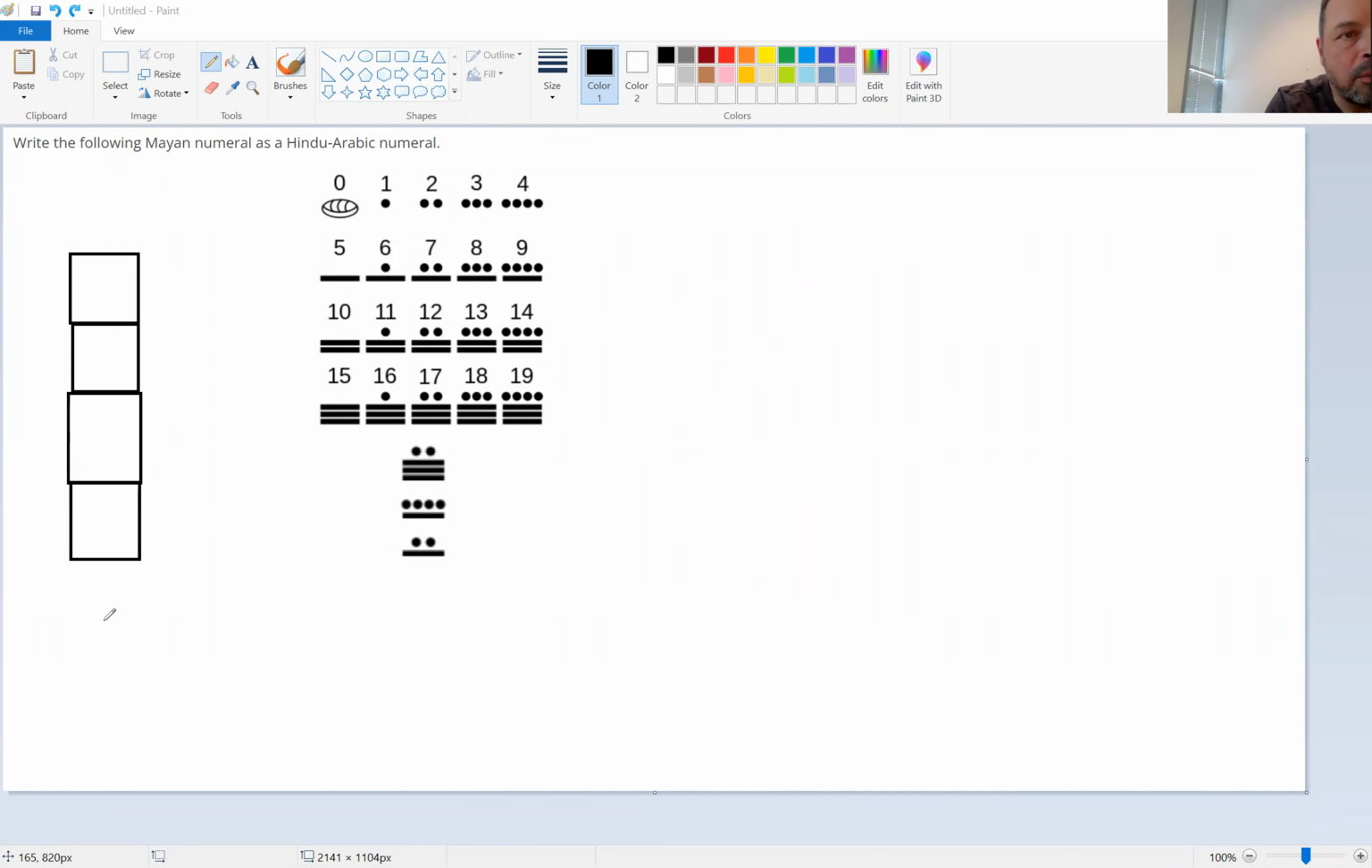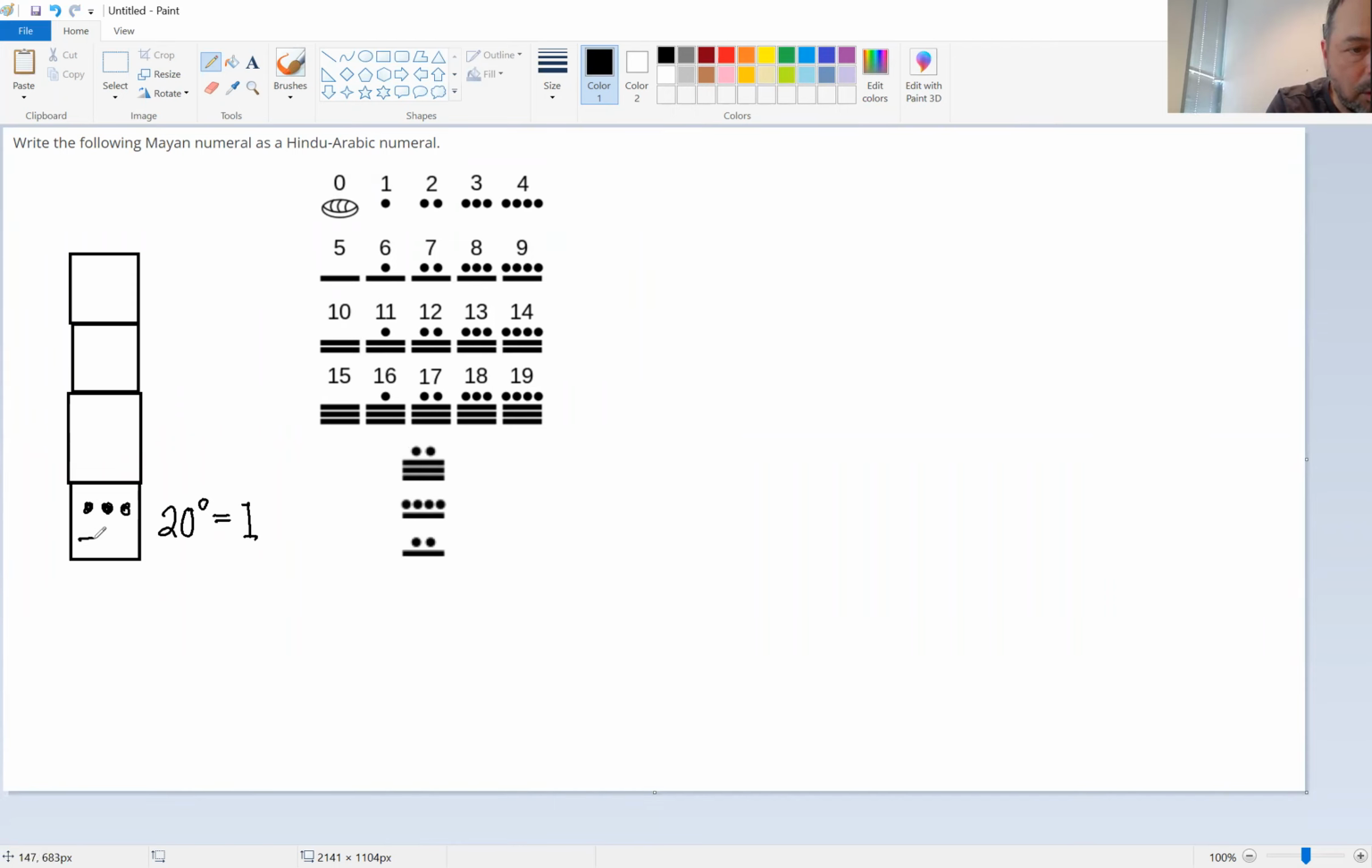So before we do the problem that's assigned to us here, which is asking us to write the following Mayan numeral as a Hindu Arabic number, and they're referring to the one way at the bottom, what we need to keep in mind is that at the bottom we have 20 to the 0, which is a 1. That's going to be what each of these is going to be worth. They're going to be worth 1s.